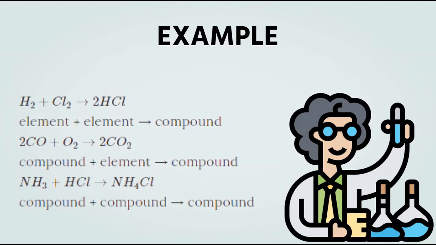We should remember that in a combination reaction, however many reactants are on the left hand side, at last we would get a single product. Then we can say it is a chemical combination reaction. Then NH3 plus HCl turns into NH4Cl. Compound plus compound turns into compound. Some of the examples may be blurred. Sorry for the inconvenience caused.